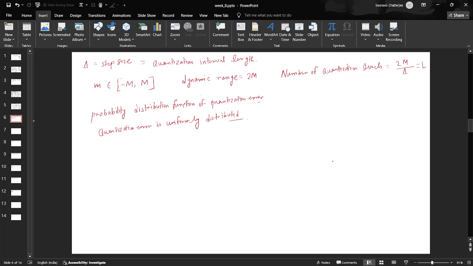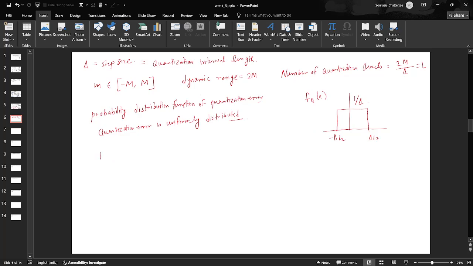So what do I exactly mean by that? If I plan to draw the PDF of quantization error, I am going to have something like this. Let's say your quantization error takes value between minus delta over 2 to delta over 2. Then your PDF is like that. Of course, this amplitude is going to be the inverse of its base, because the area under your PDF should always be equal to 1. So if the base is delta, the amplitude here is going to be 1 over delta. So your quantization error is uniformly distributed.